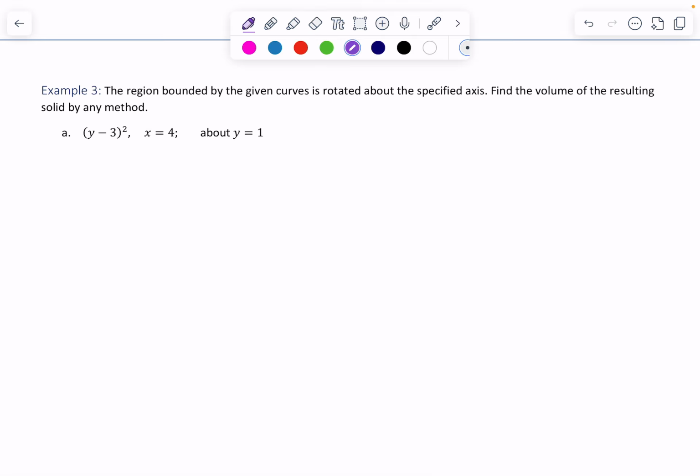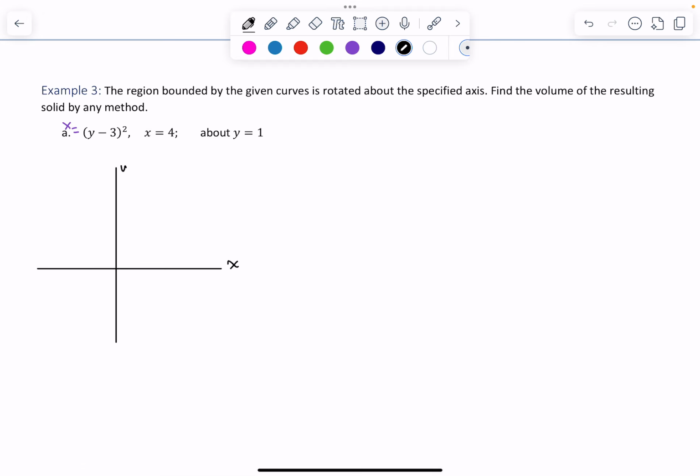If we look at it, this should say x equals y minus 3 squared. So I'm looking at the curves x equals (y minus 3) squared, x equals 4, and I'm going around the y equals 1 axis. I'm going to sketch at least the axis real quick here. I don't always do this first, but sometimes it's helpful.